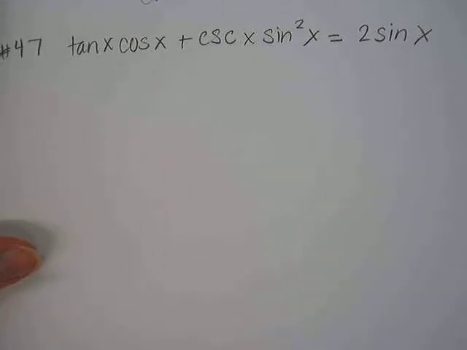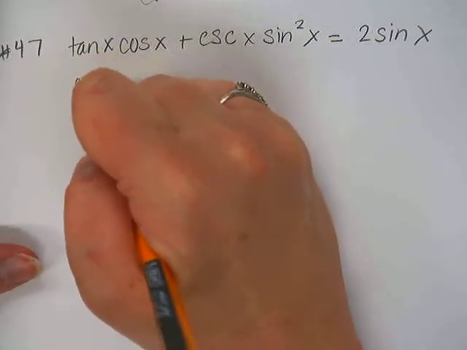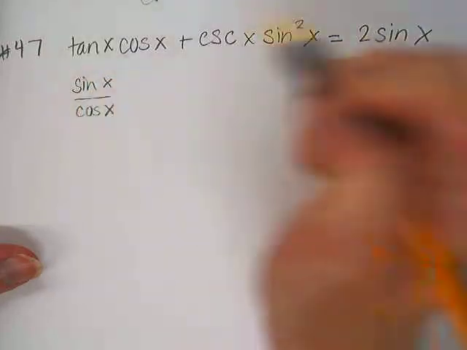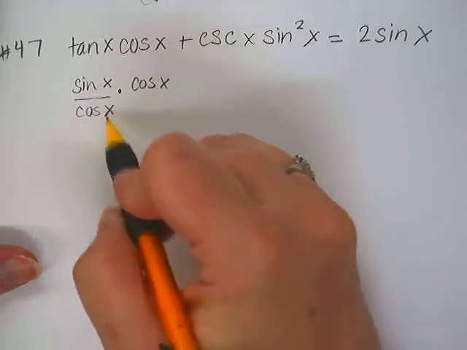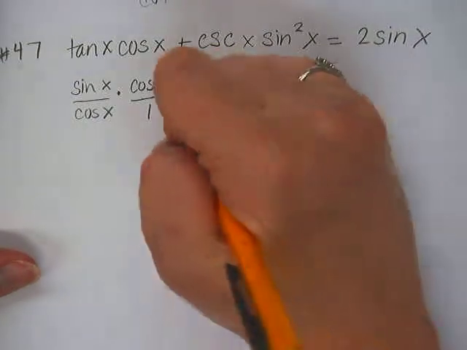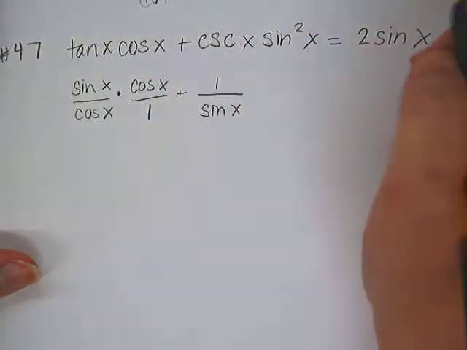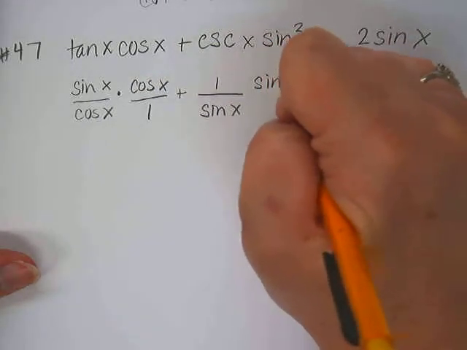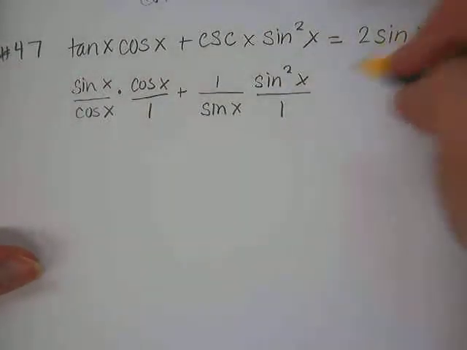I'm trying to see if there's something I can factor out, but I'm not seeing anything offhand. So I think the best move to do first would be to change everything to sines and cosines. Okay, so tangent would change to sine x over cosine x. And then that leaves this cosine x that it's multiplying, but because that one's now a fraction, I like to put that over 1. Then cosecant x is 1 over sine x. And then we still are left with sine squared x over 1.